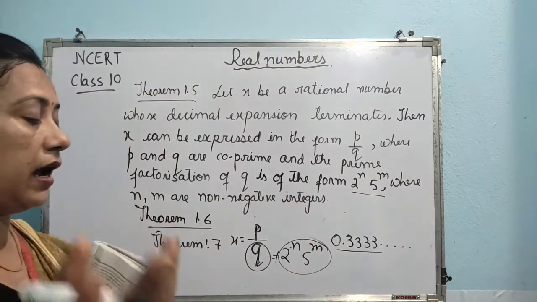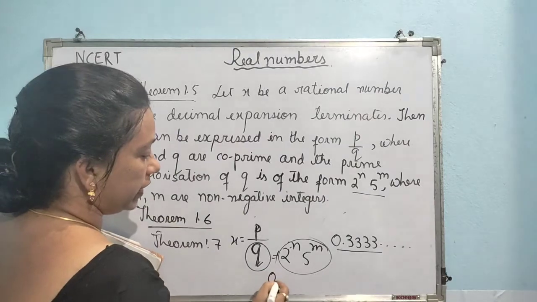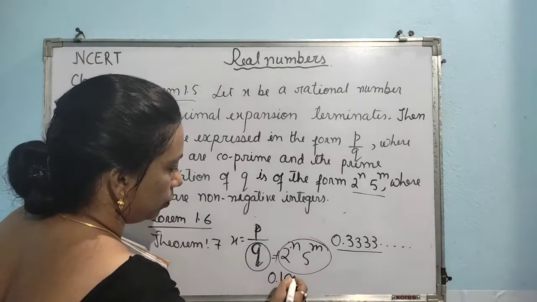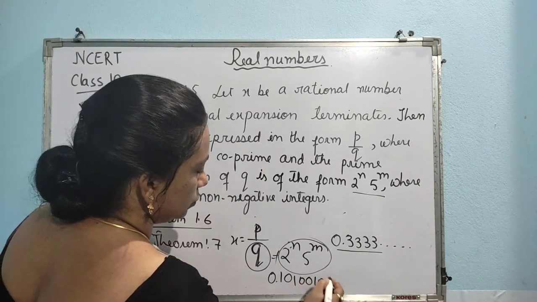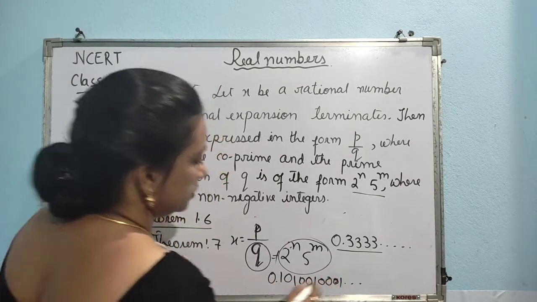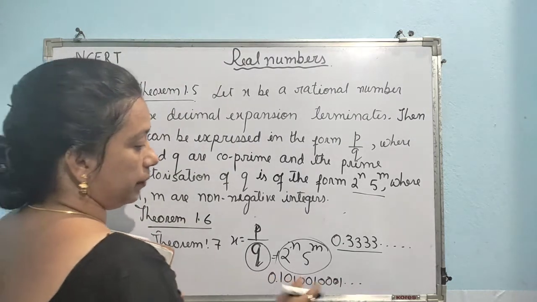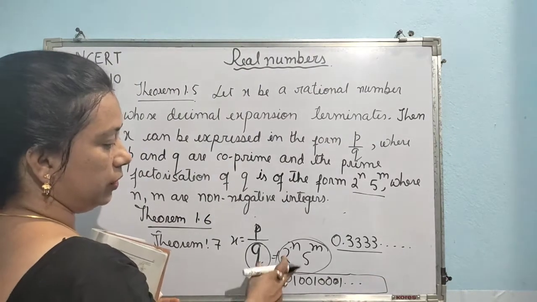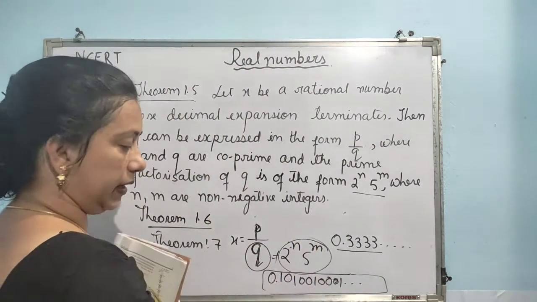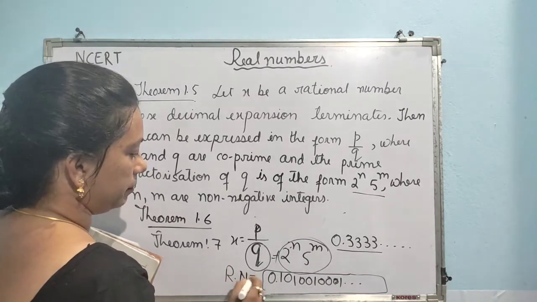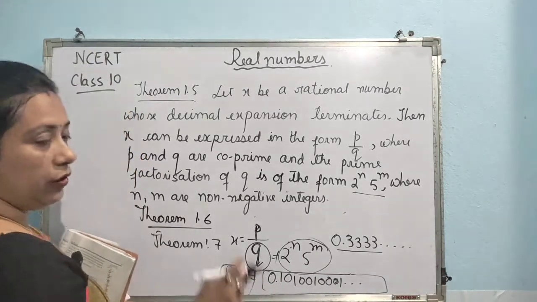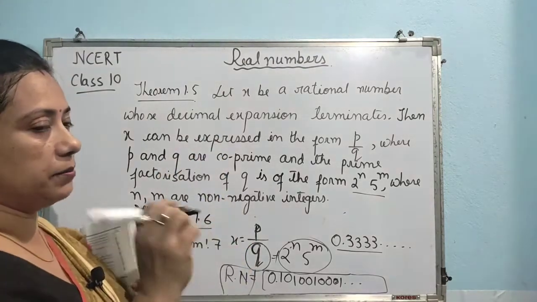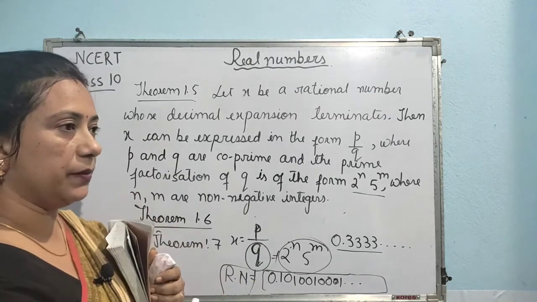Mind it, there is another type of decimal expansion called non-terminating non-repeating. Suppose 1 0 1 0 0 1 0 0 0 and so on. These types of numbers are called non-terminating non-repeating. So if you have this type of decimal expansion, non-terminating and non-repeating, they are not rational numbers.